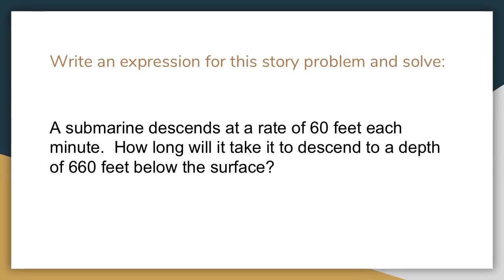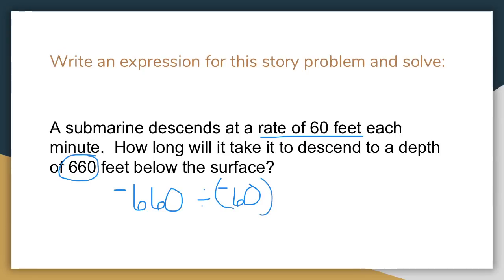Okay, let's try this one. So in a division problem, your total is your first number. So we know that it went 660 feet in all. And we know that is below the surface of the water, so that's a negative. And we're going to divide that by its rate of 60 feet each minute. Well, that's a 60, but it's going down under the ocean, so that's also a negative sign. So I have negative 660 divided by negative 60.